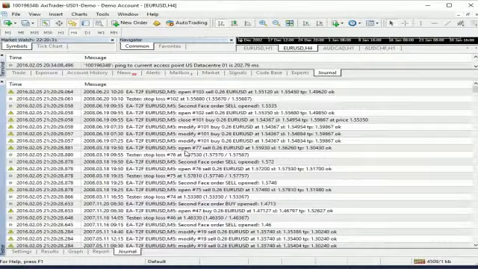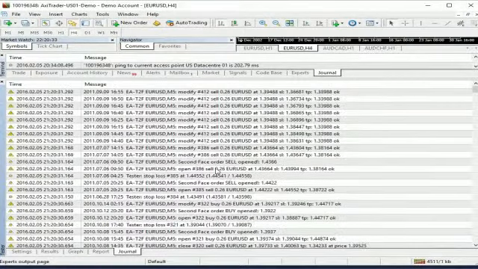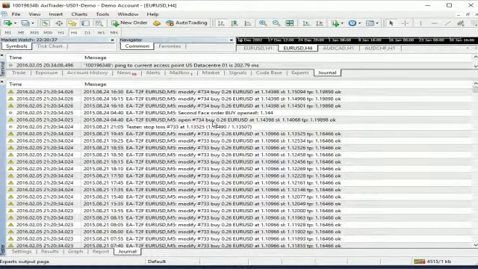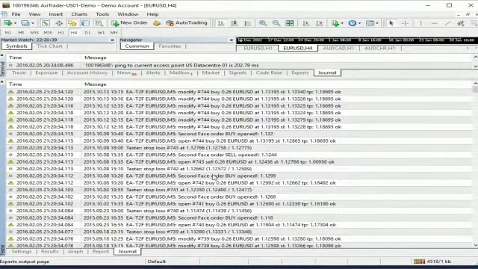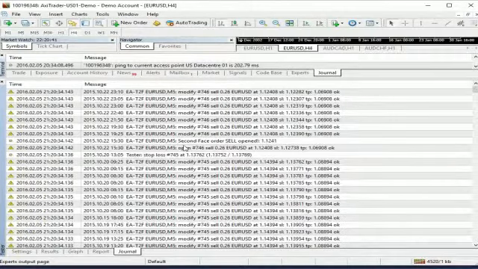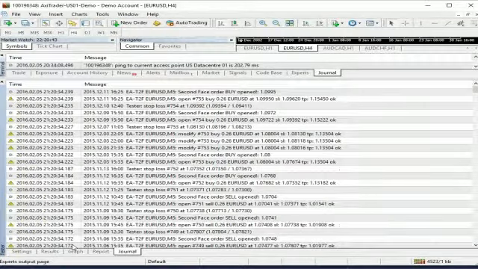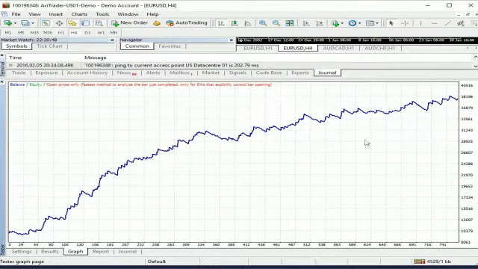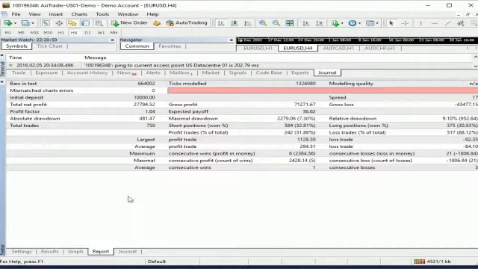I'm going to go to journal. It's already working. It's modifying. It means it caught some trades with a lot of trailing stop that was moved. Every time it modifies, it's moving the stop loss. You see? And that's the graph over 9 years. That's the result. It's almost tripled the account.